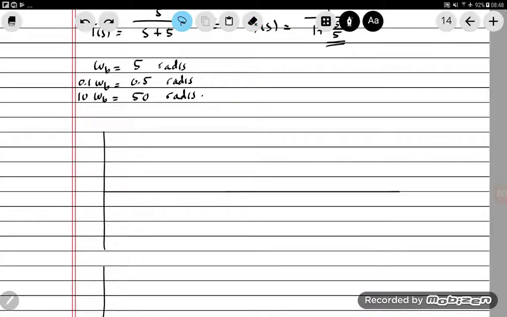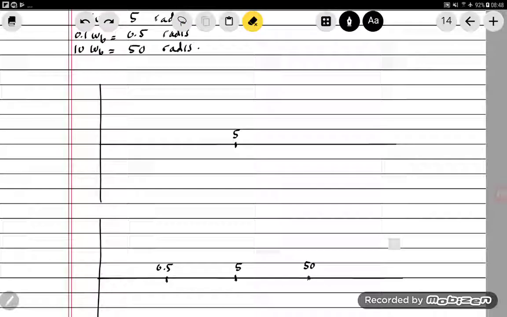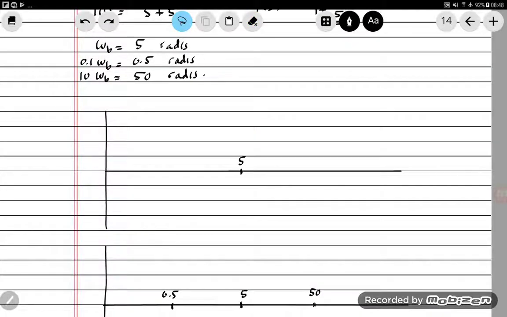So we know for a transfer function with a pole not at the origin, it breaks away from the 0 dB line at the break frequency. So we know that that is 5. A tenth of the break frequency is 0.5, and 10 times the break frequency is equal to 50. All we have to do now is draw the Bode plots.